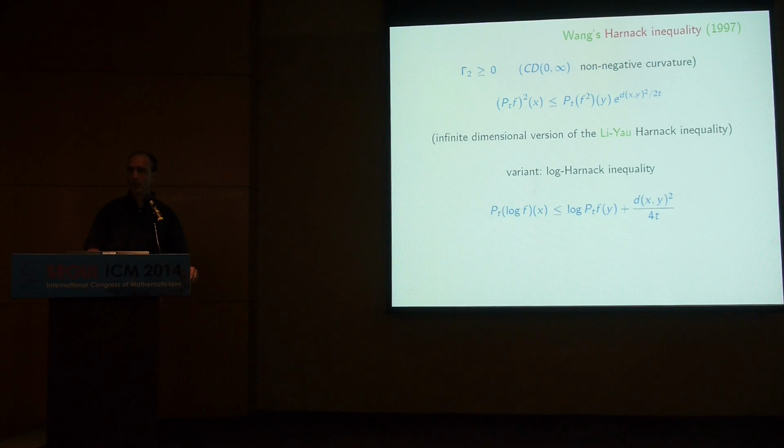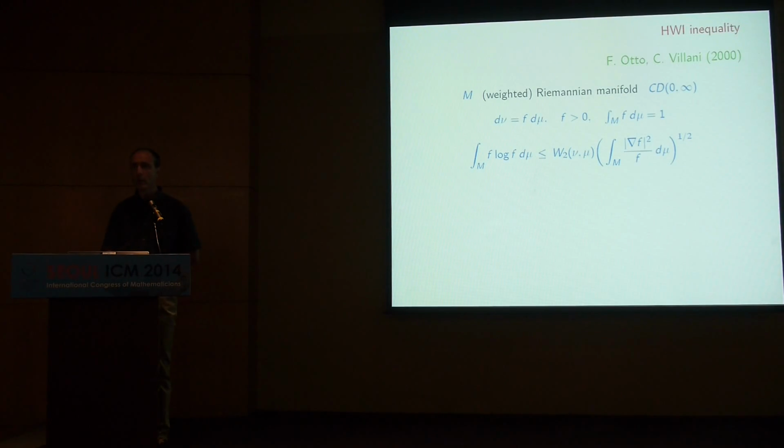And there is a variant which is the log-Harnack inequality. So Pt of log is something like log of Pt, and you compensate by the distance between x and y at which you are looking at those two measures. And actually this further Harnack inequality opens the links to optimal transport inequalities, and in particular to an already famous inequality, which is the HWI inequality due to Otto and Villani.